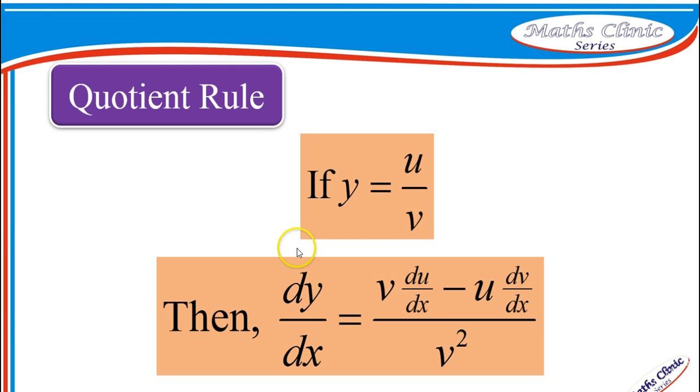Then the formula for the quotient rule says that dy dx is equal to, you hold the v, the denominator first, you differentiate the numerator, minus hold the numerator, differentiate the denominator, then divide everything by the denominator squared. It looks a bit complicated, but as you take examples, this is very easy to understand. Let's take an example and see.